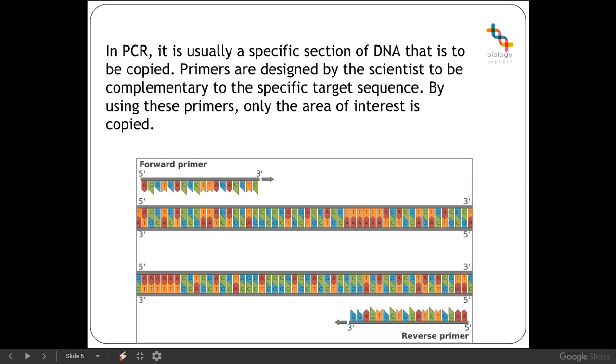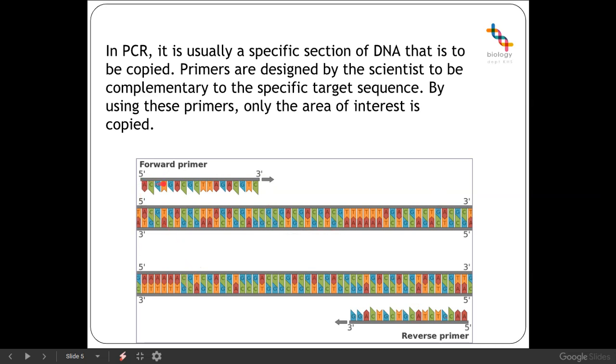So as was said, in PCR it's usually a very specific section of DNA that's to be copied. So the primers are designed by the scientists to be complementary to that specific target sequence. And as a result, if we use those primers, it's only that area of interest that's actually copied. So if we just wanted this little section of our DNA here copied, say this is the gene that we are interested in, what we would do is design a primer, one going in one direction, one going in the other direction, so we can copy both strands.